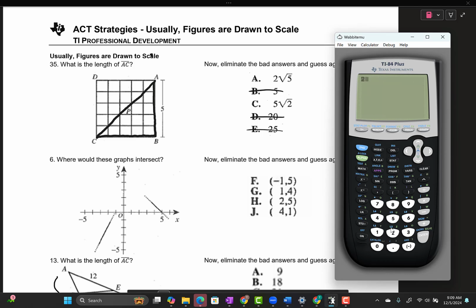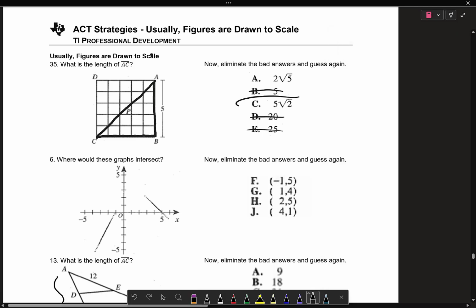So 2 times the square root of 5. Type that in the calculator. We get 4.4. We know that's not the right answer. So the answer has to be 5 square root of 2, but let's put it in the calculator just to be sure. And that makes more sense. 7 seems about right because it's just a little bit bigger than the side that we already know. So C is the answer.